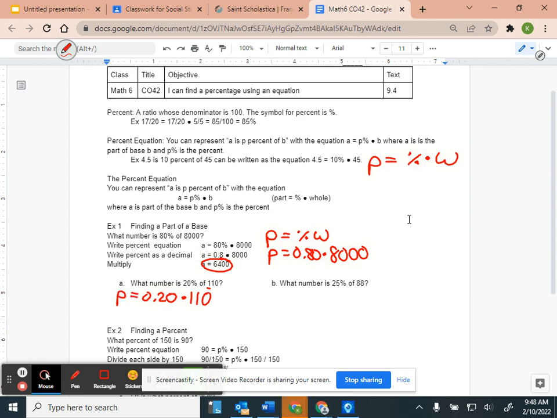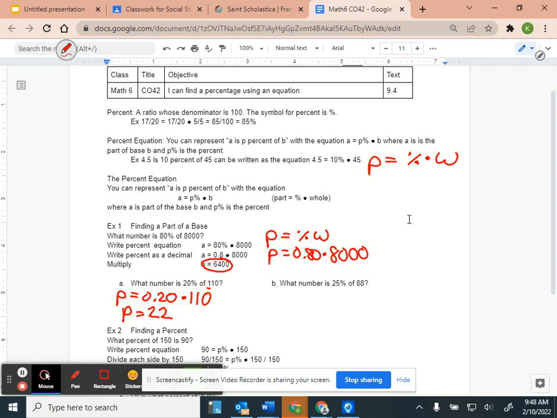So now we need to solve for our part. We have 0.20 times 110. What is it, Josie? 22. So what number is 20% of 110? 22 is 20% of 110. It is much smaller than 110. 20% is under 50%, so we know it's going to be a lot smaller than half of 110, so that number makes sense.